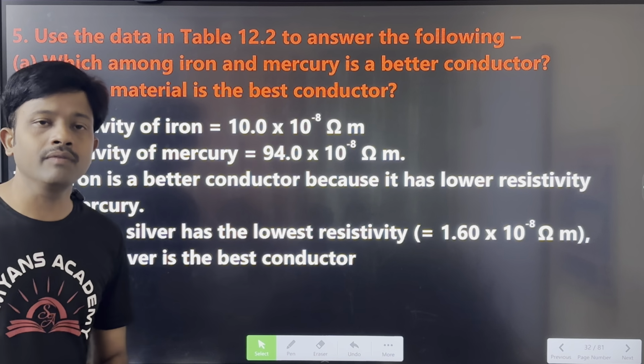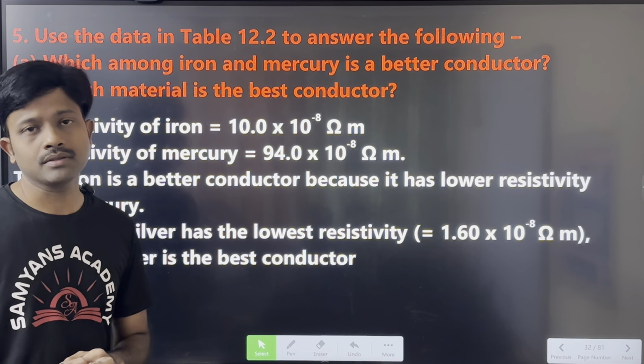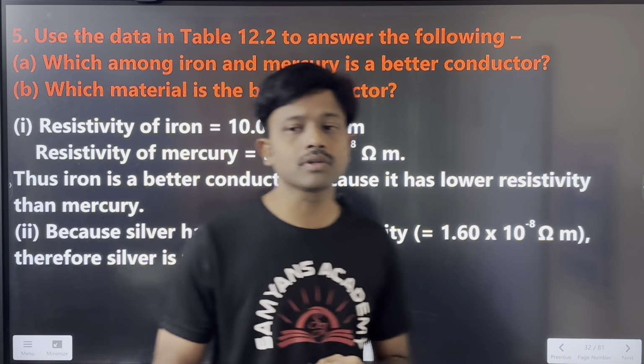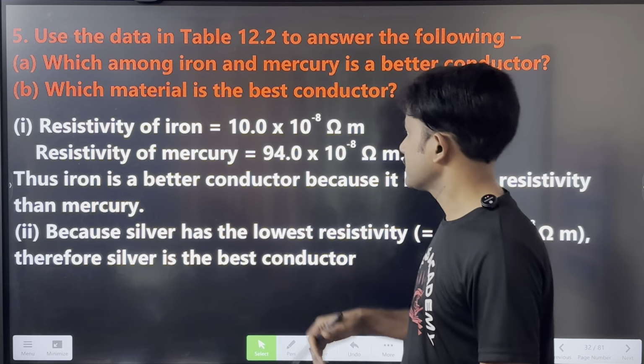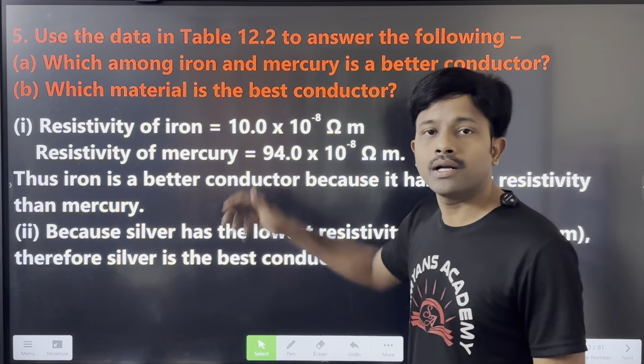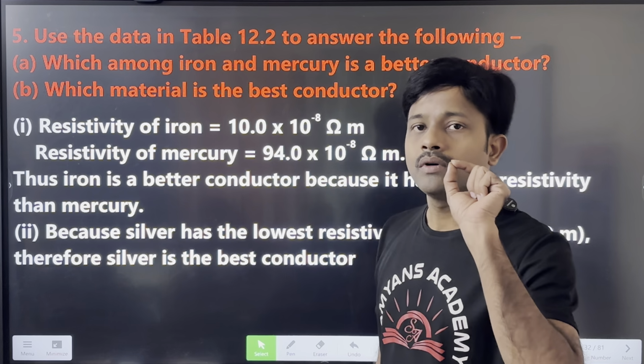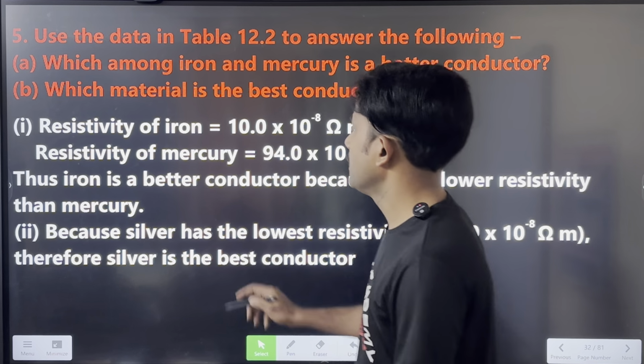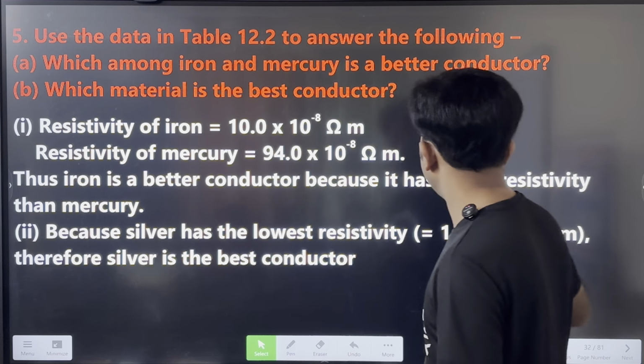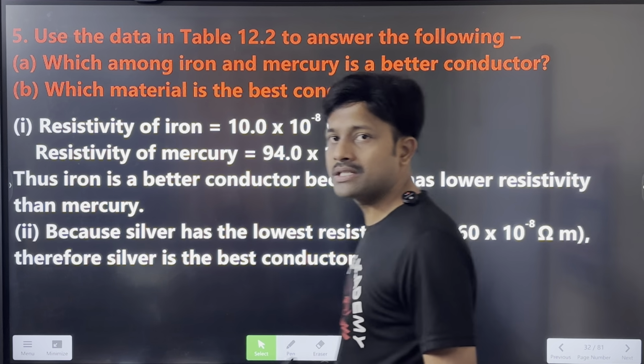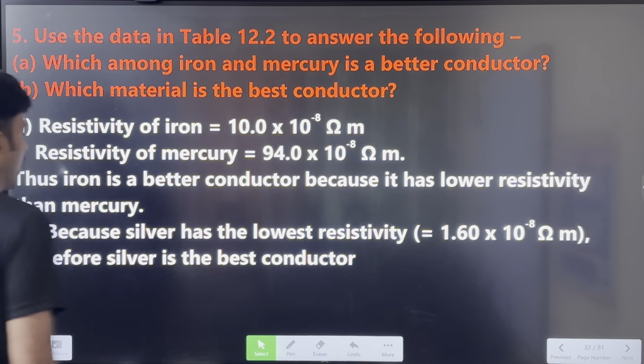And which has the low resistivity value? Iron. Now you tell, which acts as a good conductor? Yes? Anyone? Yes, iron acts as a good conductor. Why? Because it has a low resistivity value. Right? Thus iron is a better conductor because it has low resistivity than mercury.